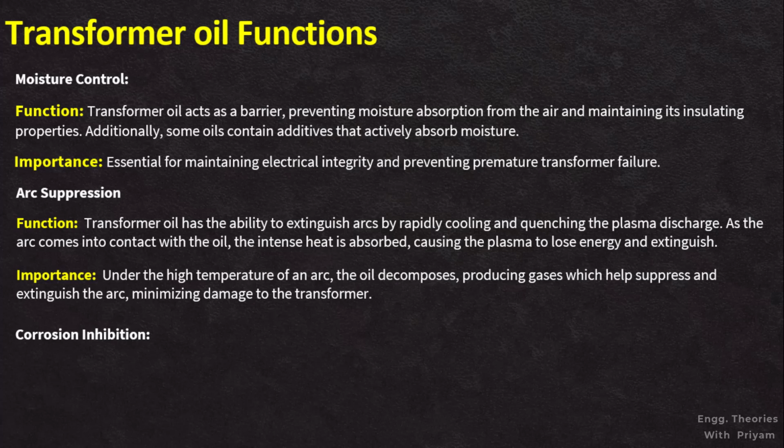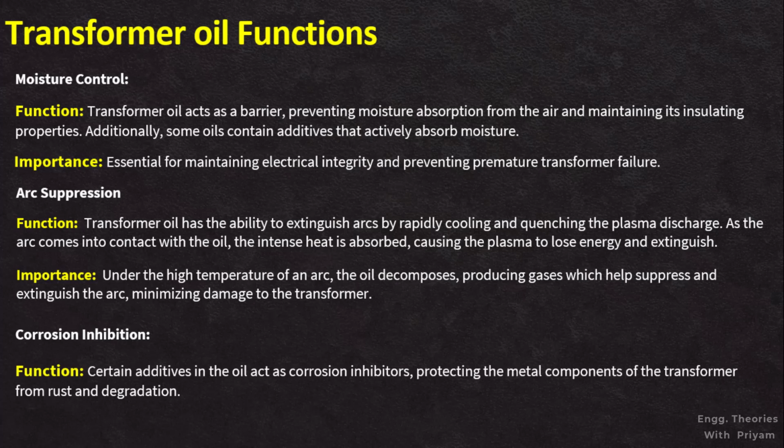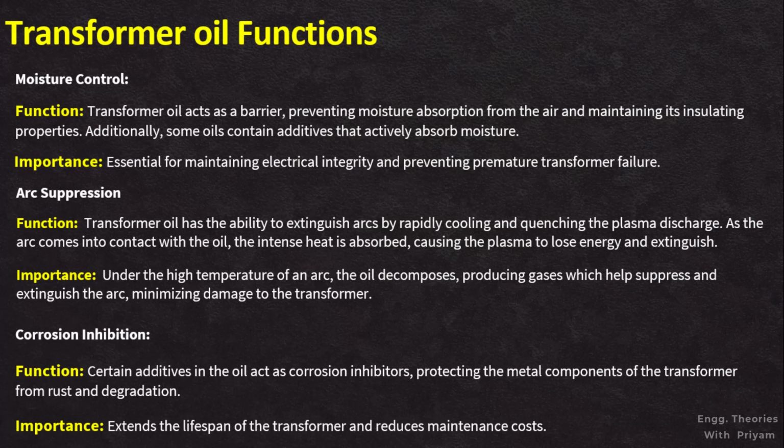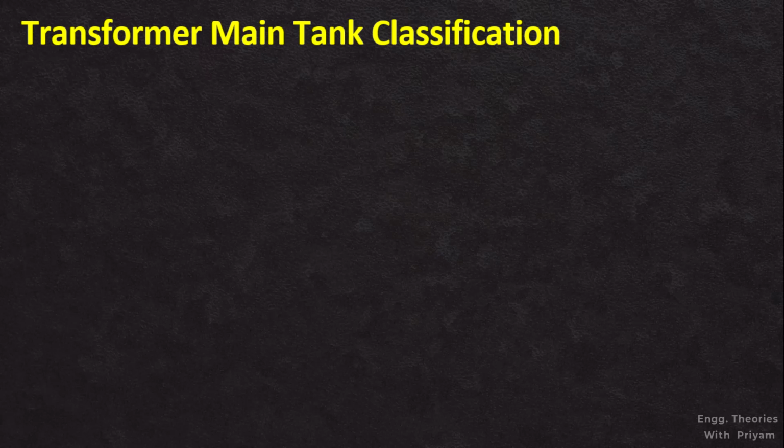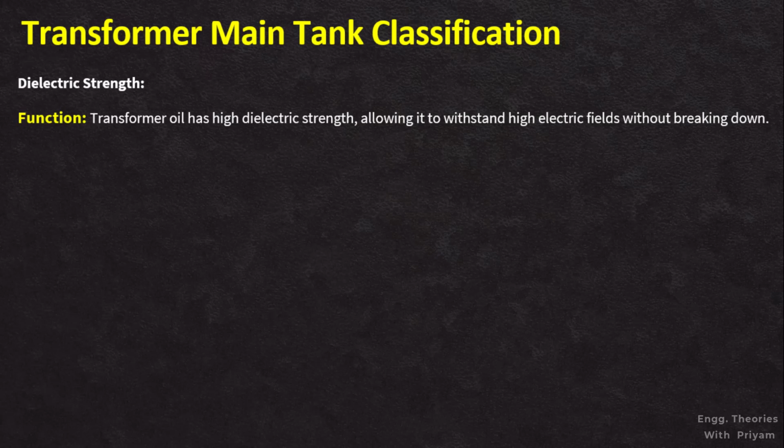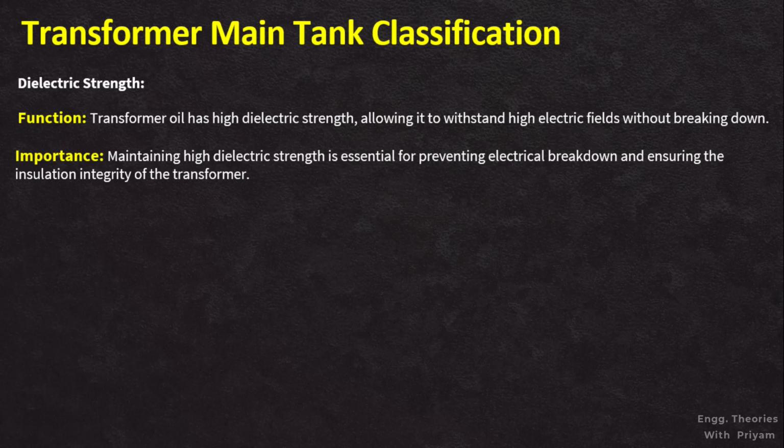Corrosion inhibition. Certain additives in the oil act as corrosion inhibitors, protecting the metal components of the transformer from rust and degradation. Importance: it extends the lifespan of the transformer and reduces maintenance cost. Dielectric strength. Transformer oil has high dielectric strength, allowing it to withstand electrical fields without breaking down. It is important for maintaining the dielectric strength, which is essential for preventing electrical breakdown, ensuring the insulation integrity of the transformer.